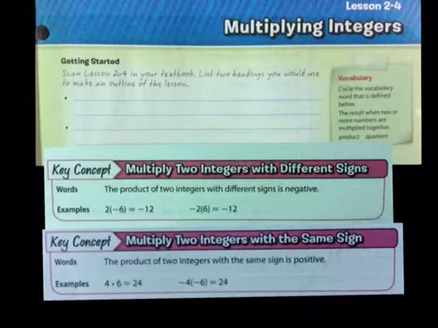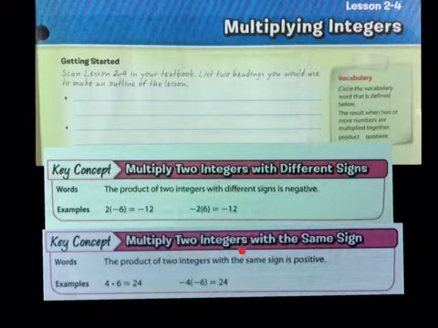As always, we're asked to scan the lesson and see what keywords or key concepts we can summarize in these lines. When I took pictures of the key concepts, one of them is multiplying two integers with different signs, so plus signs and negatives, as you can see here. 2 times negative 6 or negative 2 times positive 6. When you multiply with different signs, it's always going to be negative.